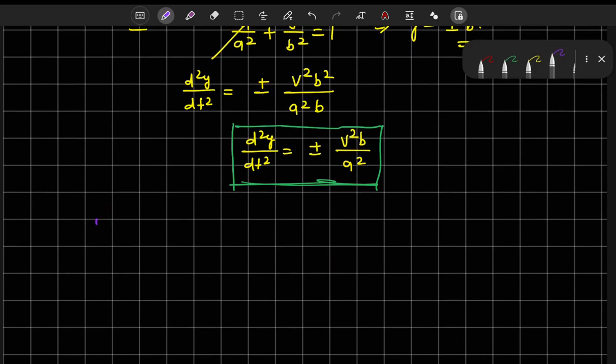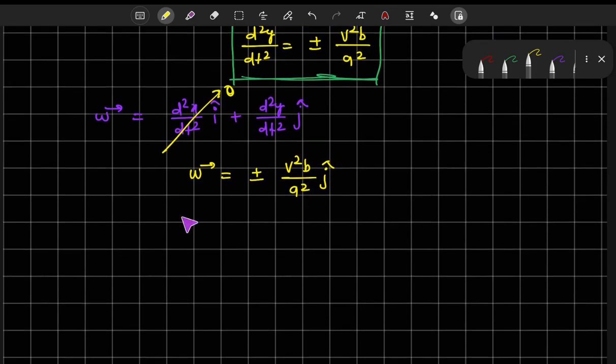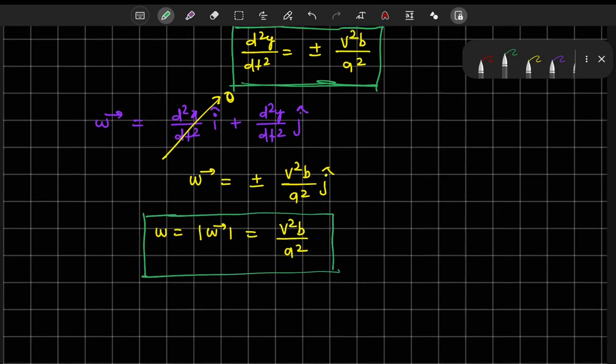So let us write the expression of acceleration, that is equal to d square x upon dt square i cap plus d square y upon dt square j cap. Here d square x upon dt square is 0. So we can write the acceleration vector as plus minus v square b divided by a square j cap. And if we write the magnitude of the acceleration vector, we can get it as v square b upon a square. Okay, so this is the expression of the acceleration we got.